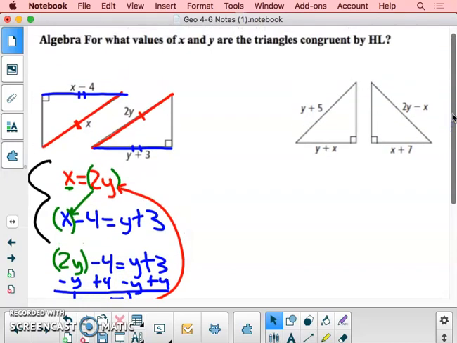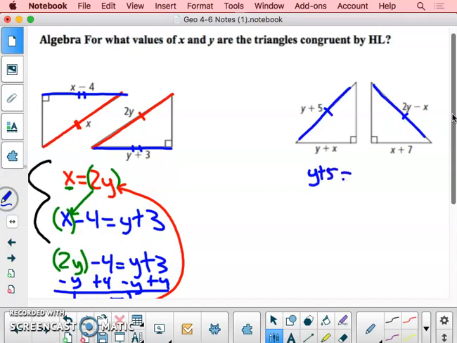Same exact type of problem here. I know that the hypotenuse pair has to be congruent. That's y plus 5 equal to 2y minus x. I also need the pair of legs to be congruent. That's y plus x equal to x plus 7. So I'm going to write that part down.